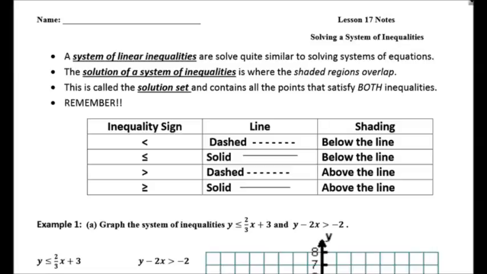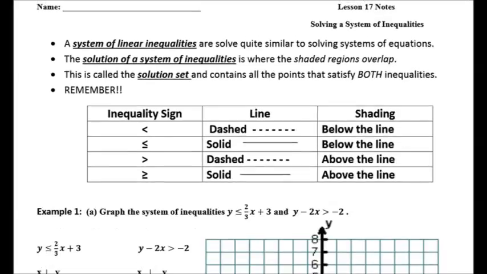A system of linear inequalities is very similar to solving a system of equations, meaning that we're going to be graphing two lines on the same grid. The solution here, okay, remember we were talking about inequalities in lesson 16. This time, the solution is just going to be where the shaded regions overlap for our inequalities, okay? So you'll see what I mean in a second.